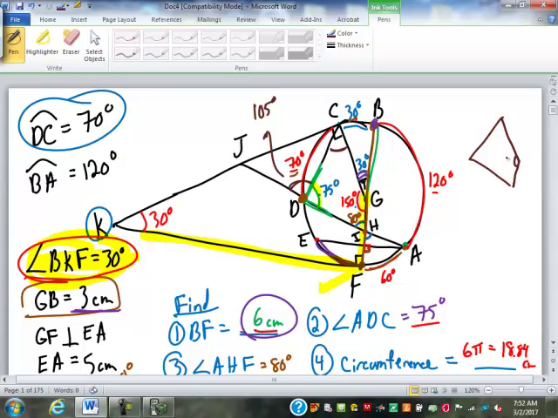We know this angle is 150. We knew this angle is 75. And we had this angle here is 80. So it's a four-sided figure, which adds up to 360. So you subtract from 360, and you'll get that angle.